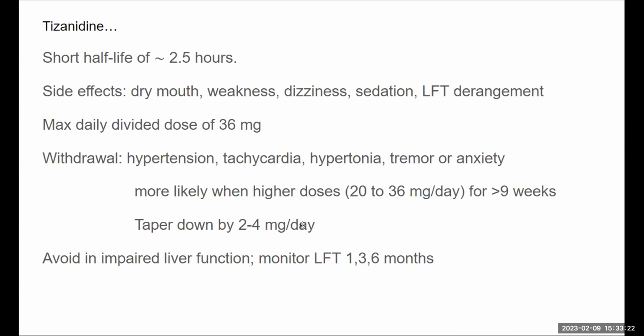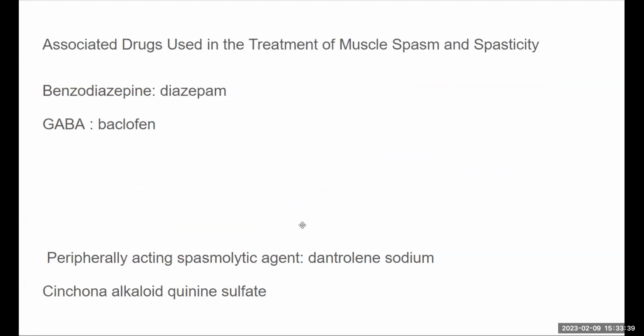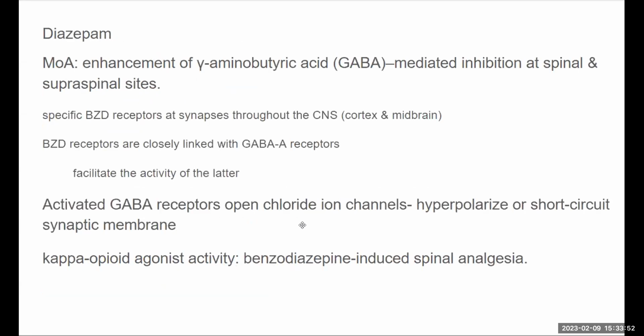Max dose is 36, and if you abruptly stop it, people may go into a bit of withdrawal. If it needs to be reduced, it will have to be reduced by 2 to 4 milligrams every day, and monitor the LFTs for it. The other drugs associated with muscle spasm are benzodiazepines, diazepam, and GABA analogs, baclofen. Peripheral I will just comment on that. So we have benzodiazepines, like diazepam.